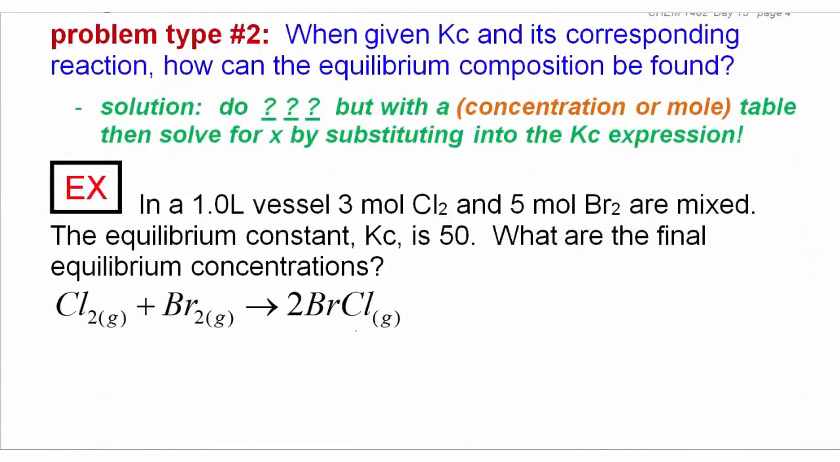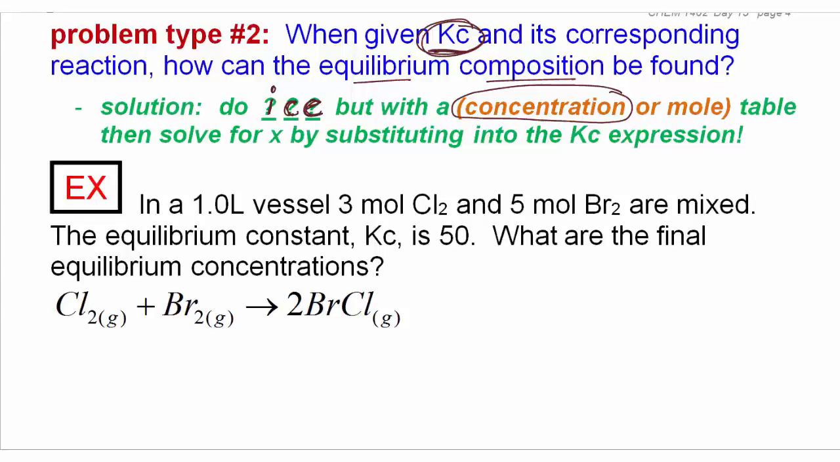The second type of problem. Now we're given a KC number, so that means we're given the number for the equilibrium constant, and we're given the reaction. How can the equilibrium composition be found? Okay, now does this sound familiar? Find the equilibrium composition. That means you're going to have to do ICE. But since we're using a KC, mole tables won't cut it. We have to make a concentration table in our ICE table. Then we're going to solve for x by substituting into the KC expression, and we'll have all of our answers.